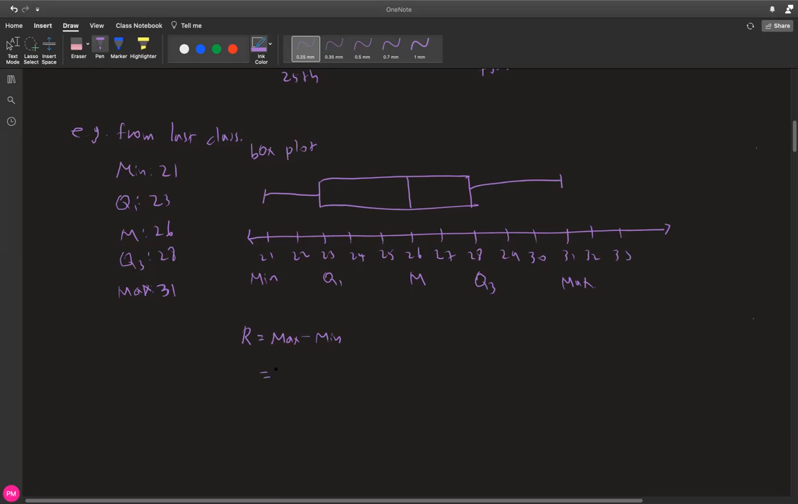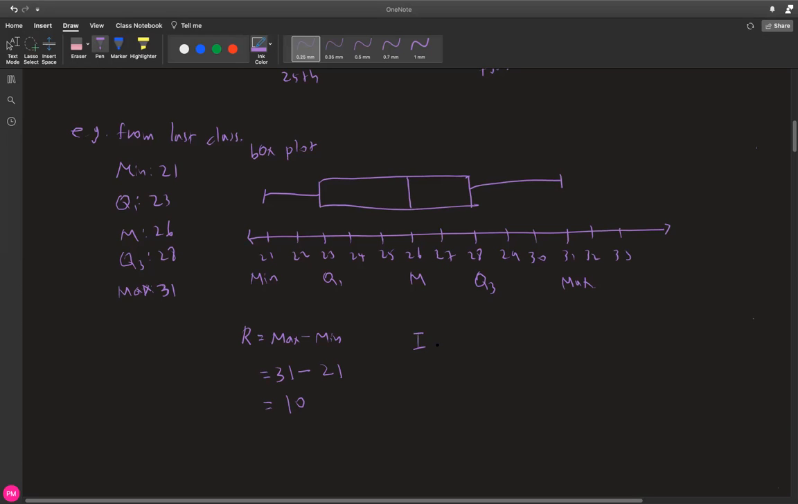And since the maximum is 31 and the minimum is 21, we can take the difference and conclude that the range is 10. So this means that the spread of the data is within 10 years of age. That's all it's saying.